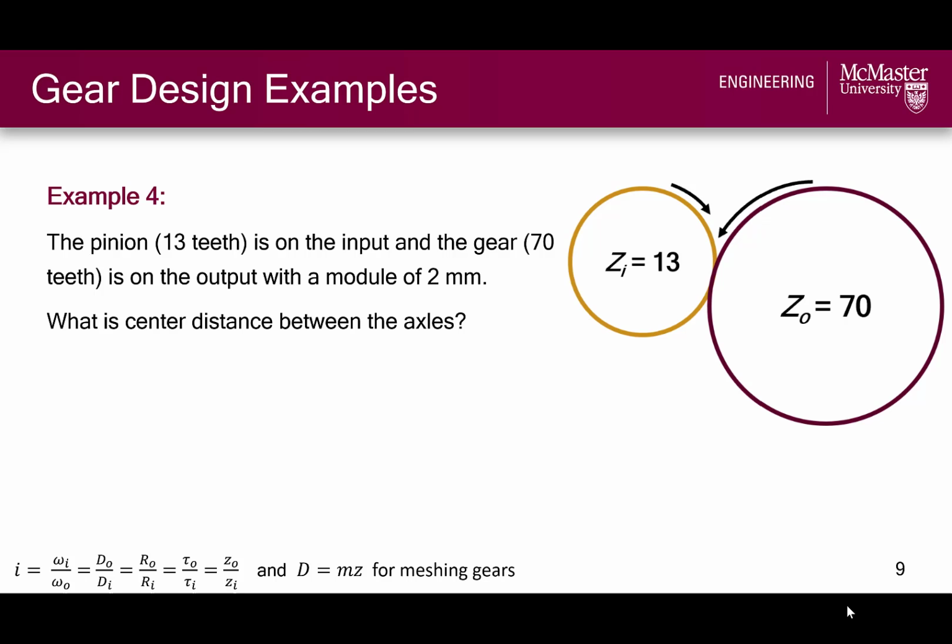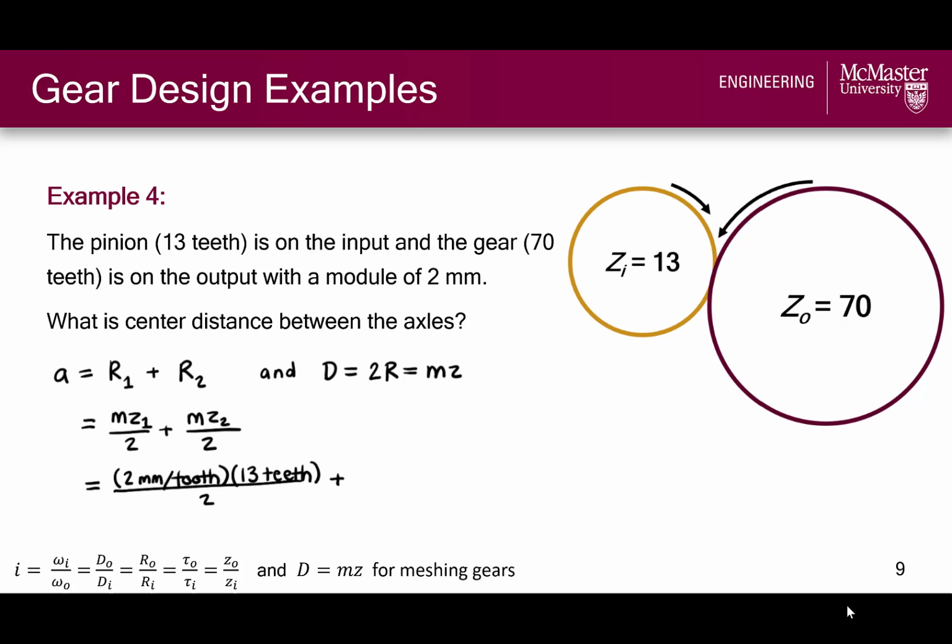Finally, let's calculate the center distance of the original 13 to 70 tooth gear set that we considered if we set the module equal to 2 millimeters. Recall that the center distance is the sum of gear and pinion radii, A equals R1 plus R2, and the radii can be computed from the number of teeth and module according to the formula D equals mz. Specifically, the radii are half the diameter, so R equals m times z over 2. This means that A is equal to m times z1 over 2 plus m times z2 over 2, and if we plug in all of our values, we get a center distance of 83 millimeters.